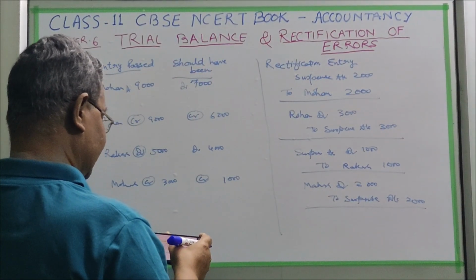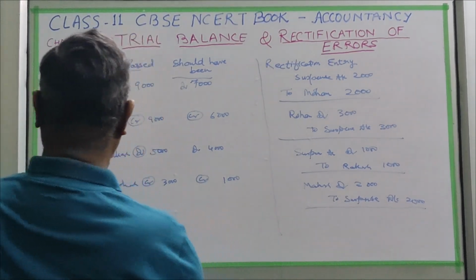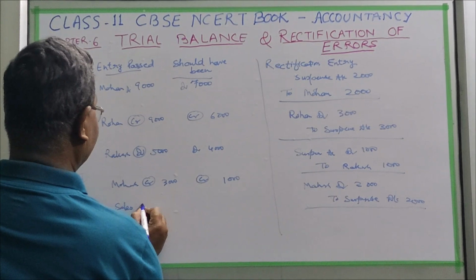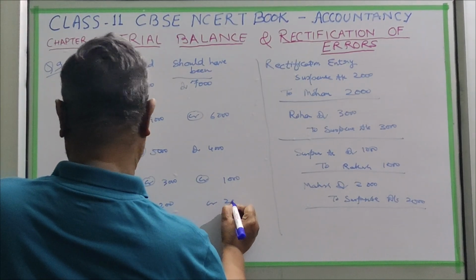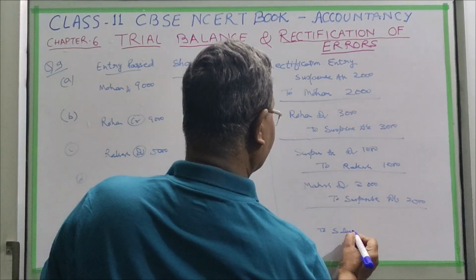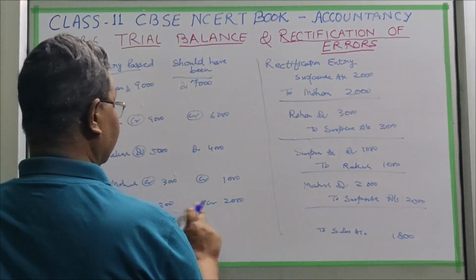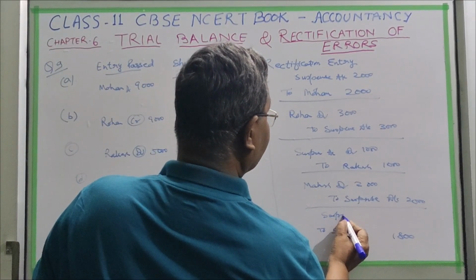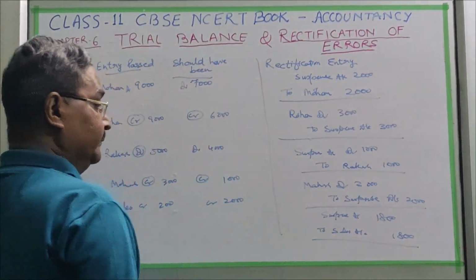Now cash sales 2,000 posted as 200. So D. Sales account, by nature credit, you have made for 200 and should have been 2,000. So now you credit the sales account. How much? 1,800 more is required, 2,000 minus 200, and debit suspense account. So this question is over.